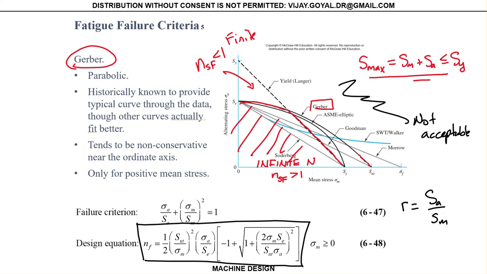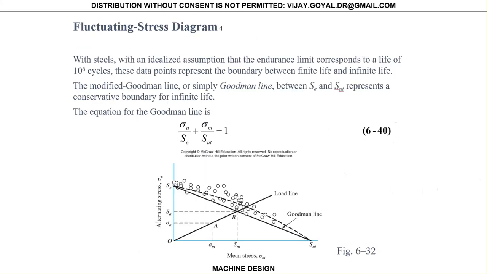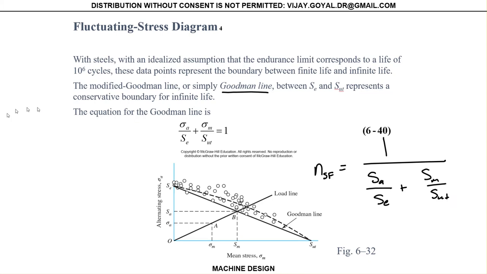Another thing, just going back to this equation, this is the Goodman line. This is the one that we always recommend. If nothing else is given and told to you, just use the Goodman line for your analysis. Your fatigue factor of safety is actually 1 over sigma A divided by sigma E plus sigma M divided by sigma UT. Okay?